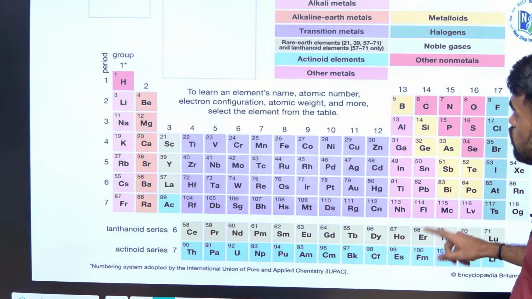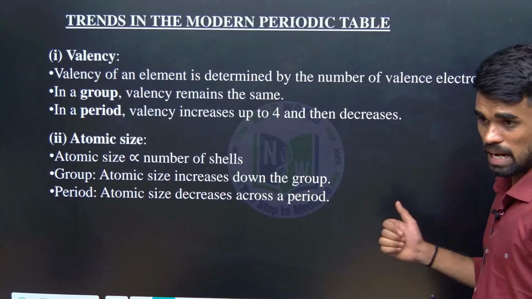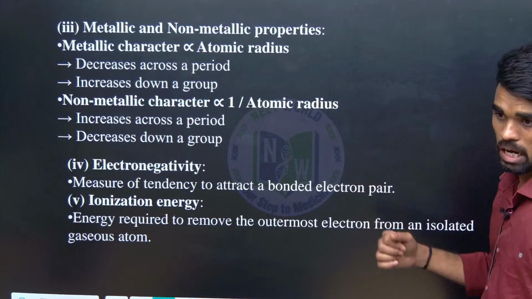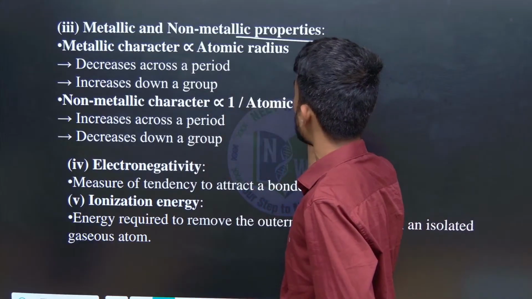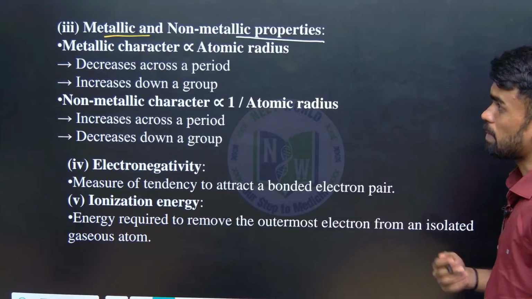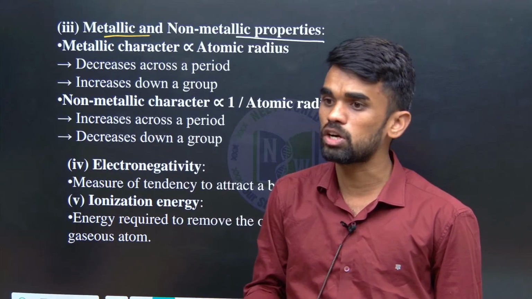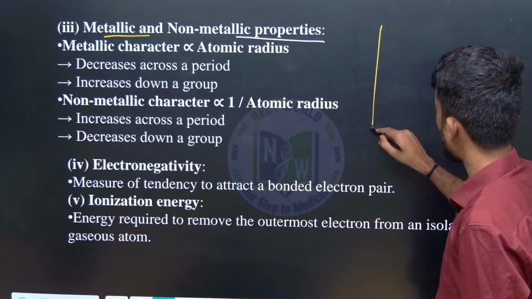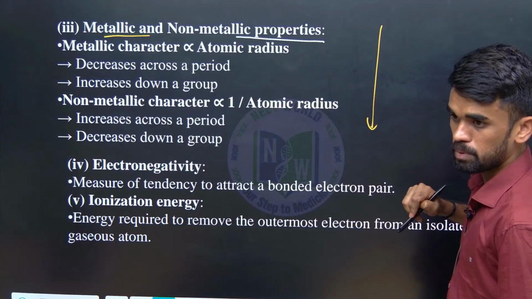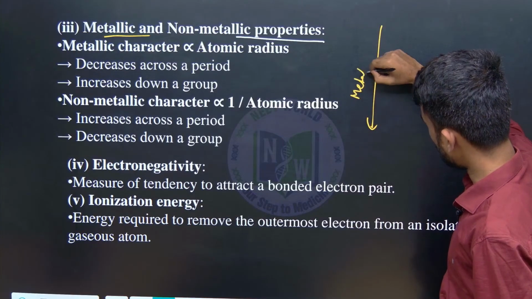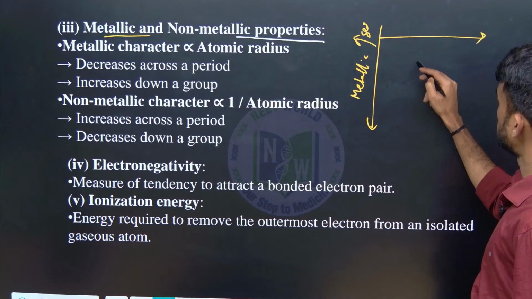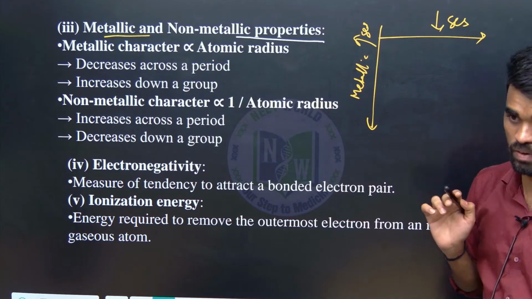Then next what we discussed after this: valency and properties like atomic size. Then next, metallic and non-metallic properties. Down the group, what happens to metallic nature? See, metallic nature means those elements which show electropositive nature, right? So down the group electropositivity increases in the periodic table. So metallic nature down the group increases, and from left to right metallic nature decreases, right?